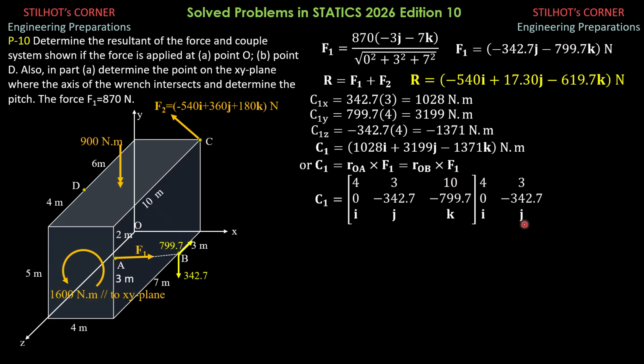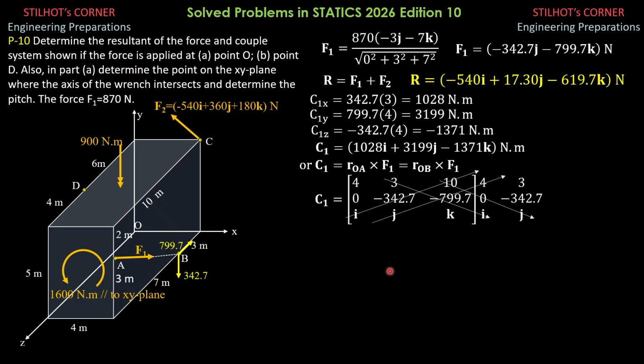For J, we have 0, 10 times 0 times a 0, then minus negative, so positive 799.7 times 4, which verifies this value, 799.7 times 4. For K, 4 times negative 342.7 minus 0 times 3, so 0. So 4 times negative 342.7 is the same as that. So we conclude, as you check, verify for I: 3 times negative 799.7, then plus 342.7 times 10, you will get 1008. So C sub 1 is verified to be the same.